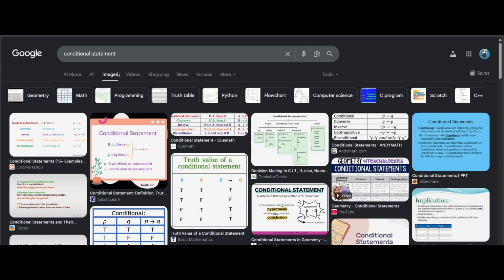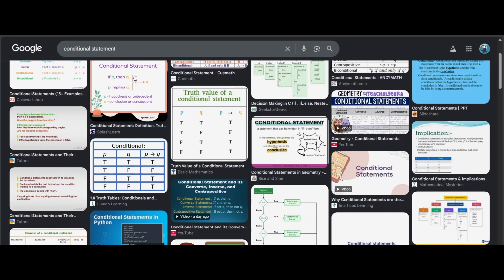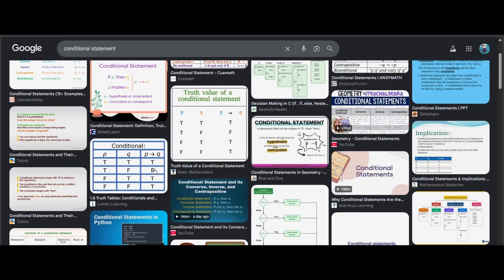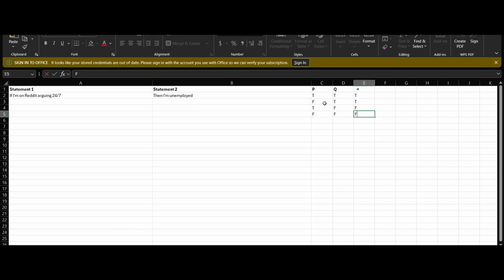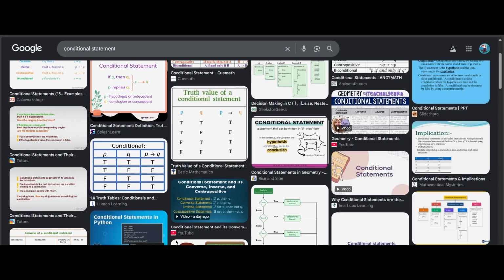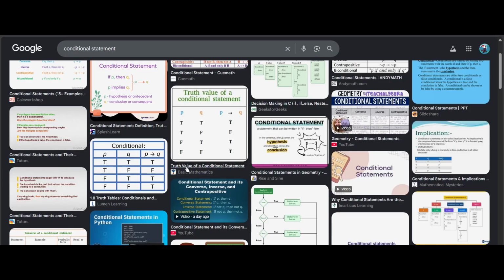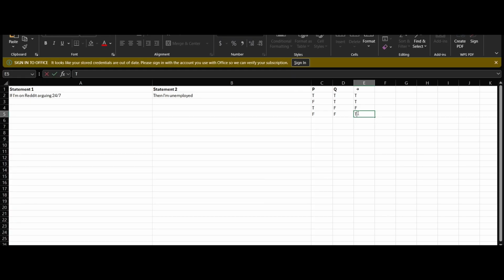Oh, let me see that. T T T. Got T T T. Okay. Got T F F. T F F. Got F T. Yeah, F T. True. Yeah, F F is still true. So this is the only thing that I got wrong. It's actually going to be a true. Okay.